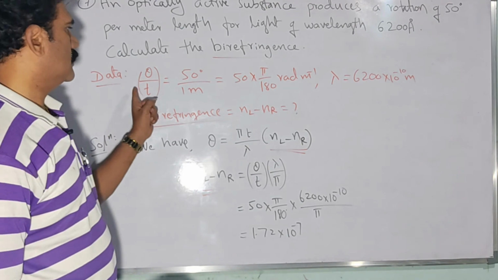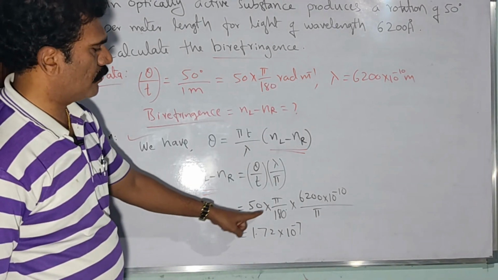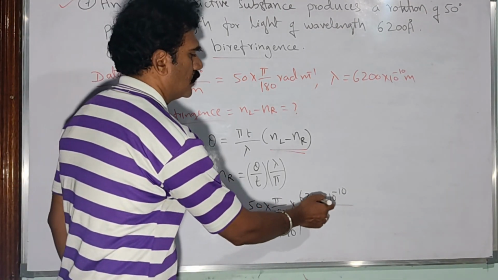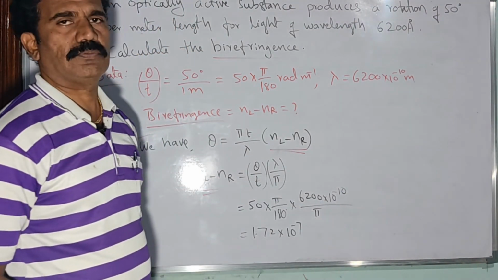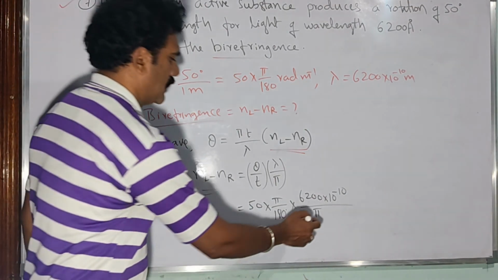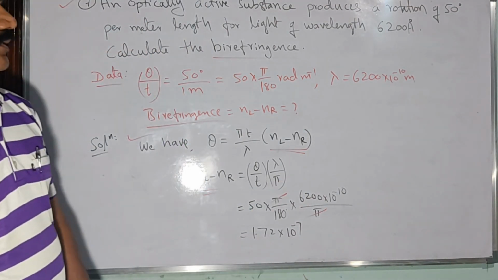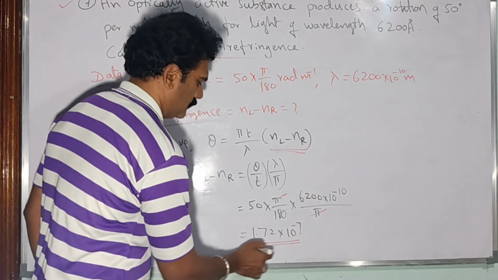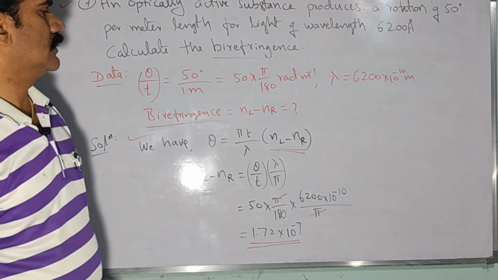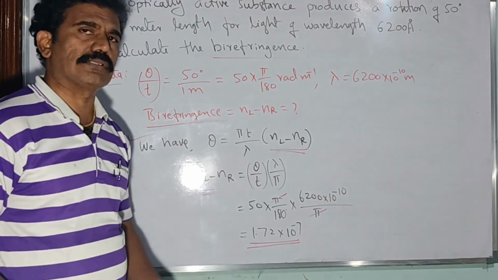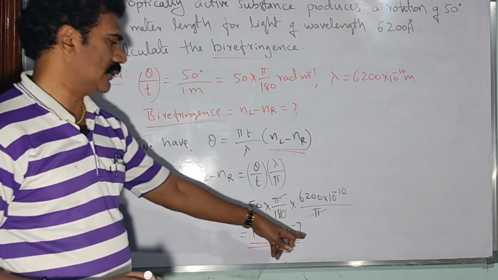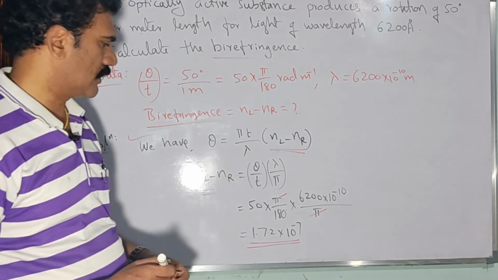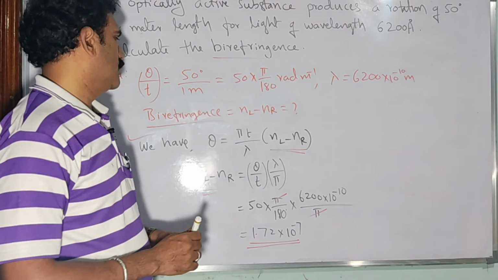So theta by t is equal to, in terms of radians, 50 into pi by 180, and then into lambda, which is 6200 times 10 to the power minus 10, divided by pi. Substitute the value of pi, or better, just cancel pi. Then simplify it and you will get the value 1.72 times 10 to the power minus 7 as the difference between NL and NR. It's a very small difference, as I told. Don't write a unit again here, since it is a difference in the refractive index, so no unit for this. 1.72 times 10 to the power minus 7 is the birefringence.